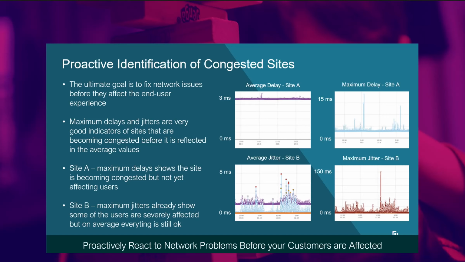Now, again, if we look at the average jitters for site B, there's still nothing to really be alarmed of. We see the same nice basic average delay that we saw for site A, or something like 3 milliseconds. Occasionally, my delay will go up to 8 milliseconds. So why should I actually worry?